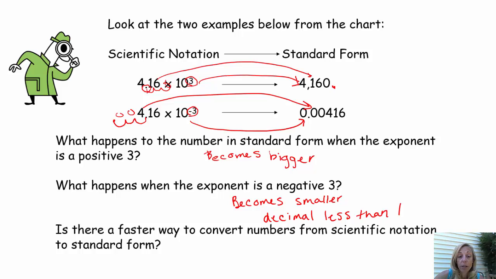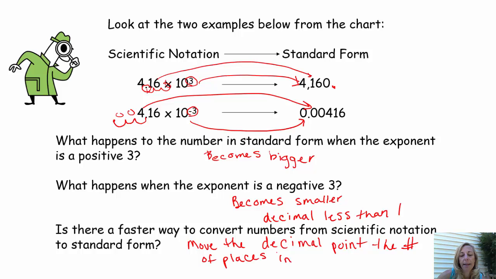So for my answer down below, I'm going to say move the decimal point the number of places, and you can go ahead and abbreviate, indicated by the exponent. Sorry, my handwriting's so messy. So I can go ahead and do that by the exponent. Let's take a look at some more examples.